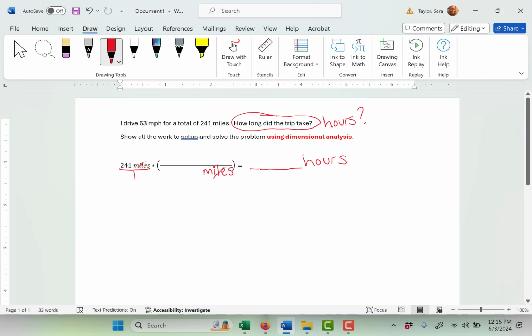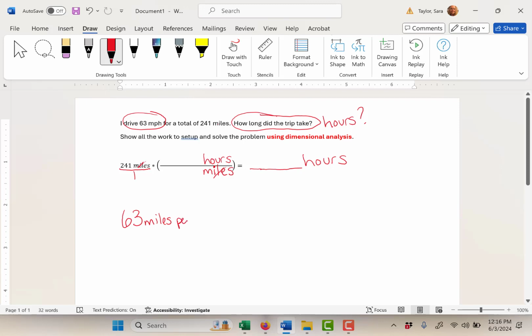If I end with hours in the numerator, but I didn't have hours to start with, it must be the case that I multiplied by something that had hours in the numerator. So I'm going to multiply by a factor here that has hours in the numerator and miles in the denominator. Now I just need to figure out what numbers go in that factor. They told me that I'm driving at a speed of 63 miles per hour.